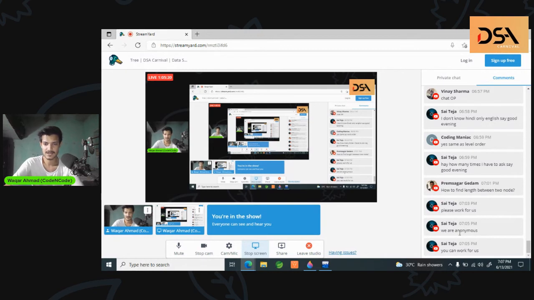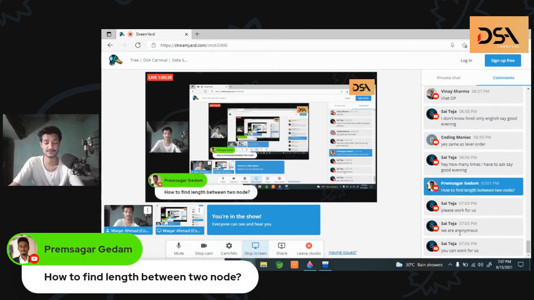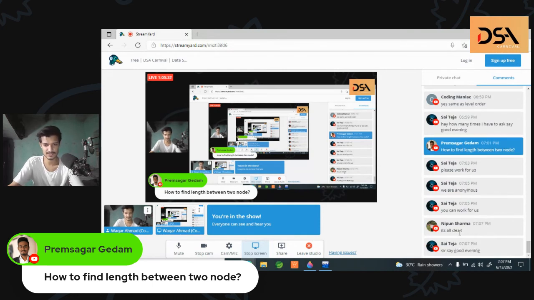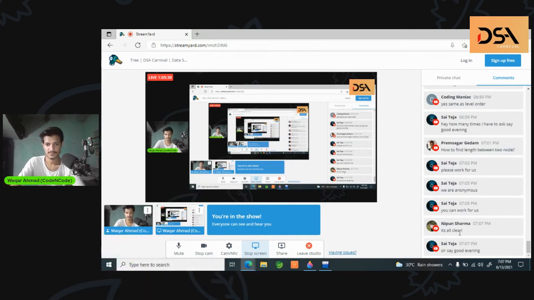How to find the length between two nodes? Basically, you want to find the distance between two nodes, right? Till I answer that, okay, it's all clear for Nipun at least. I'll wait for others' responses as well. Thank you, Nipun. Prem Sagar asked how to find the length between two nodes.